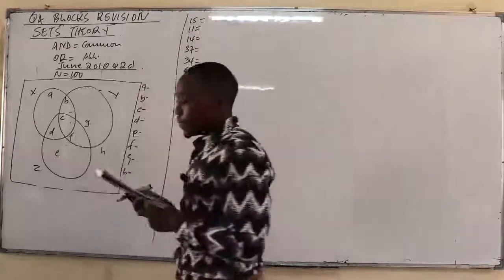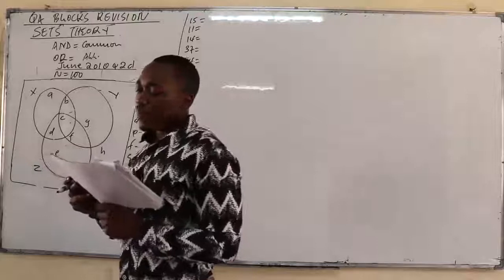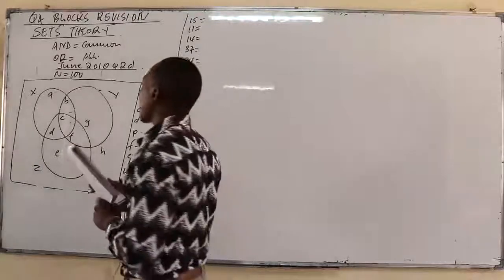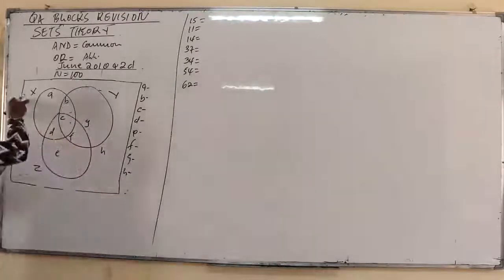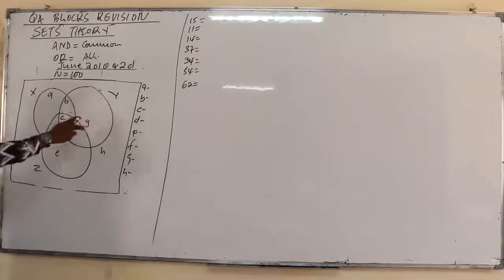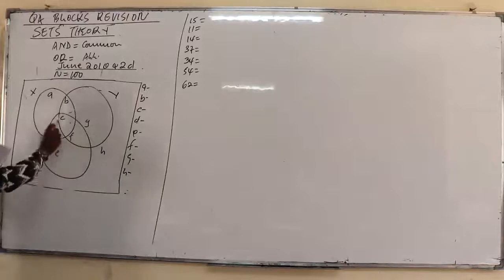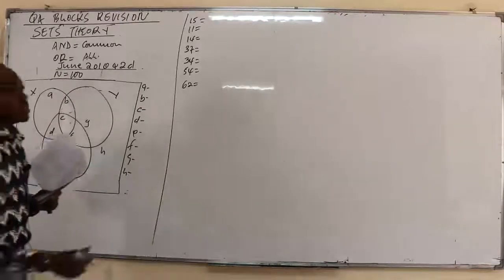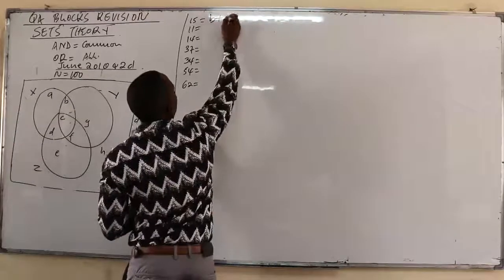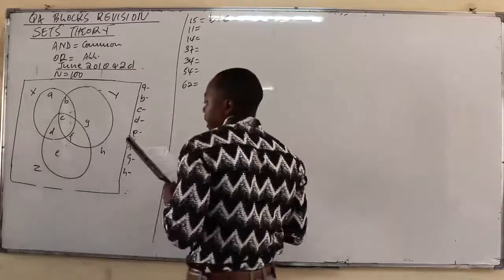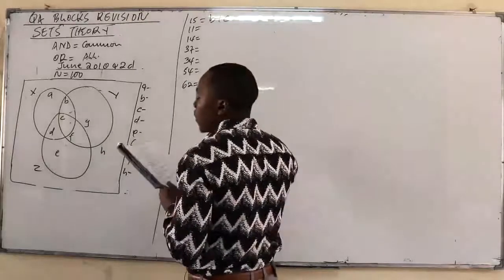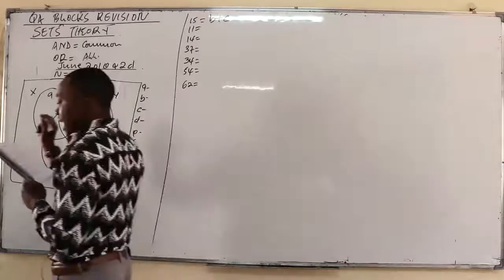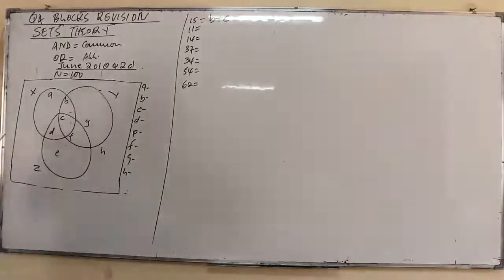So you're told that 15 voters were in favor of X and Y. We say that and means common. So X and Y, that means we have B and C. So that's B plus C. Then 11 voters were in favor of Y and Z, but not X.